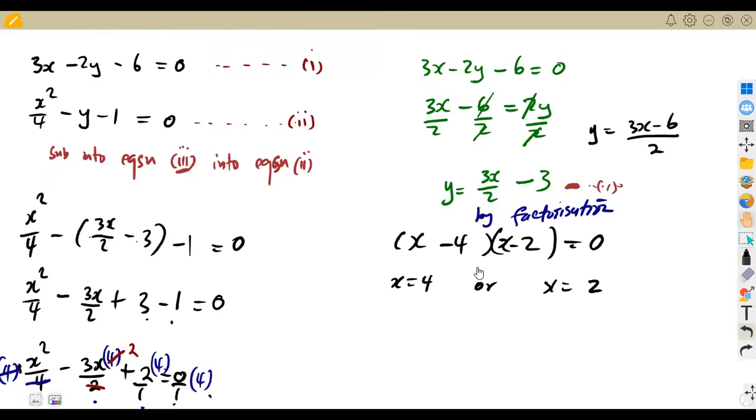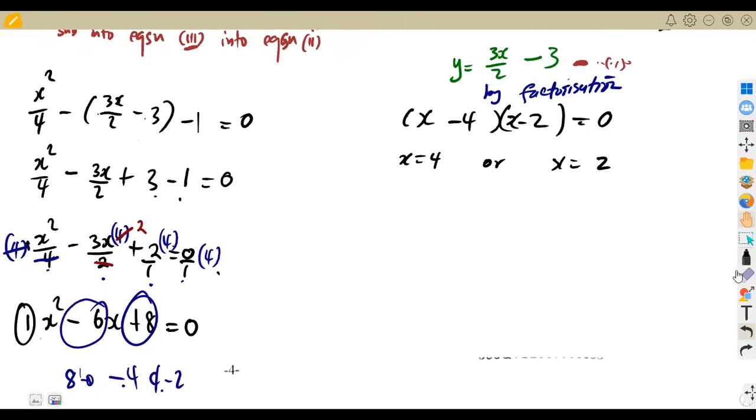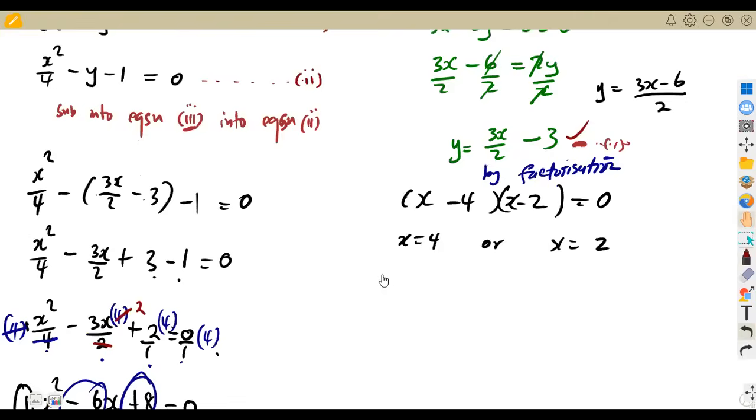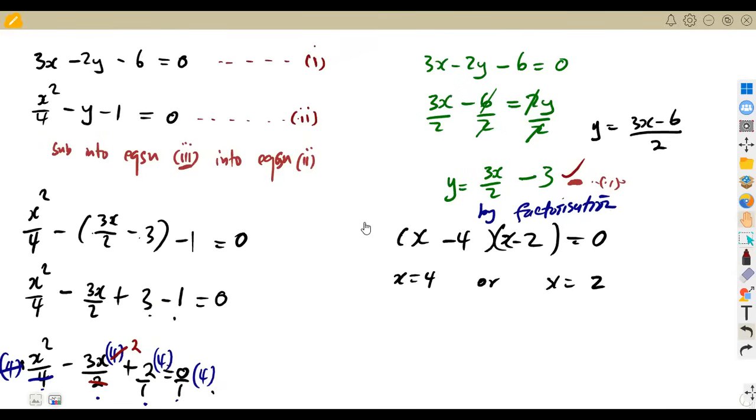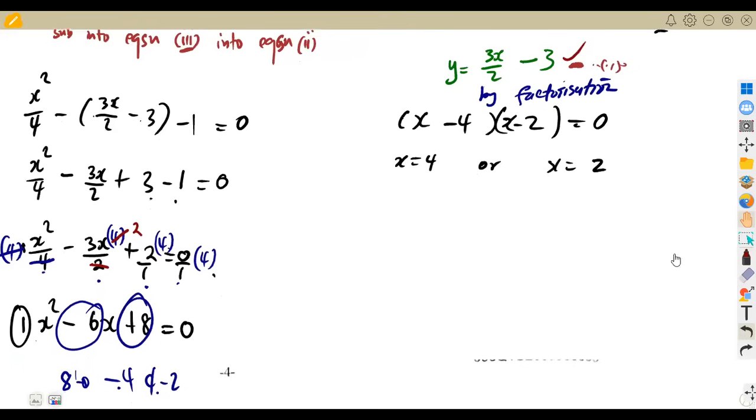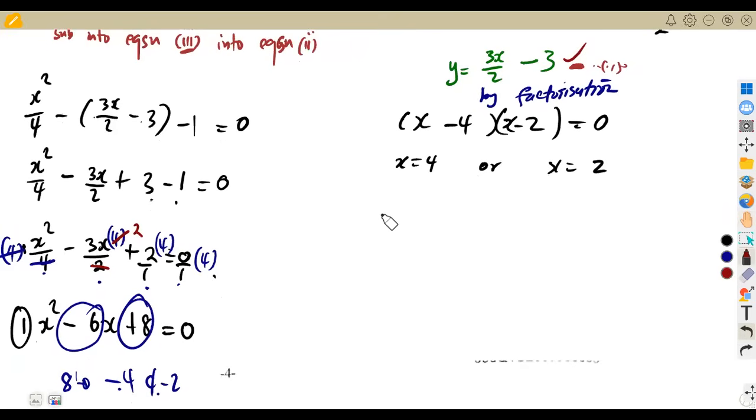So to obtain the values of y, we're just going to substitute in our equation 3 because it's easier to substitute. Yes, you can substitute in equation 1 or equation 2, it's fine, but it's easier here because y is already the subject. We have got y being equal to 3x over 2 minus 3. So when x is 4, y is going to be 3 into 4 over 2 minus 3. So that is going to give us what at the end.